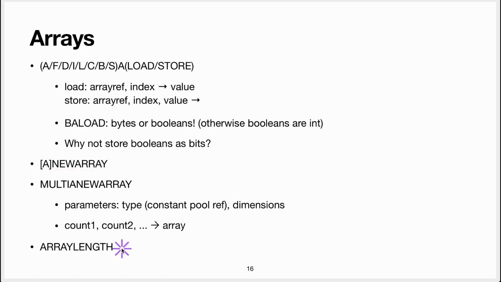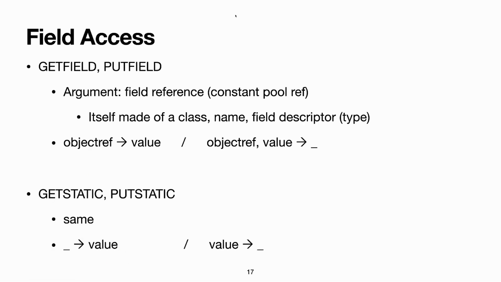Finally, you have arraylength. So that's very simple. It takes the array from the stack, removes it, pushes the length of the array on the stack. Next up, we have field access.